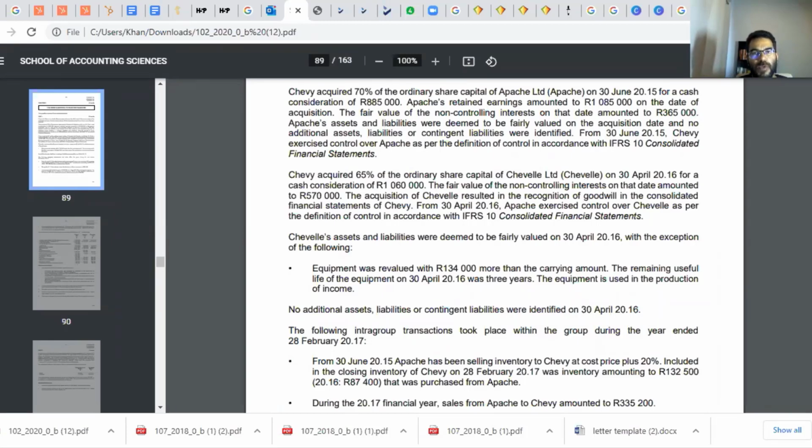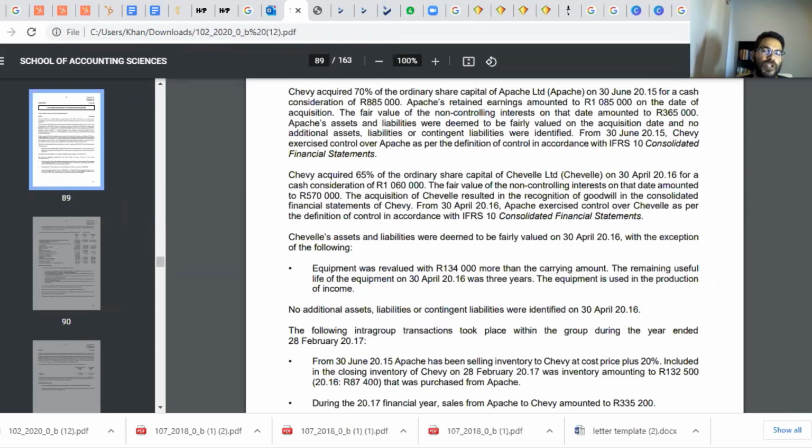This links back to what we did on day one, where we identify the type of influence. So the type of influence over here is control. Control means we have a subsidiary. A subsidiary means we have to consolidate. So that means Chevy has to consolidate APAC. Why must Chevy consolidate APAC? Because Chevy is the parent and APAC is the subsidiary. Chevy acquired APAC.